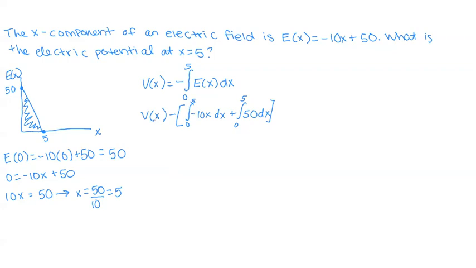And now it's just solving this essentially. So we will write out what doesn't change. There should be an equal sign here, equals negative. So looking at this one first, we have the negative 10 that comes with us. x to the power of 1 plus 1 divided by 1 plus 1. And we want to evaluate this from 0 to 5.